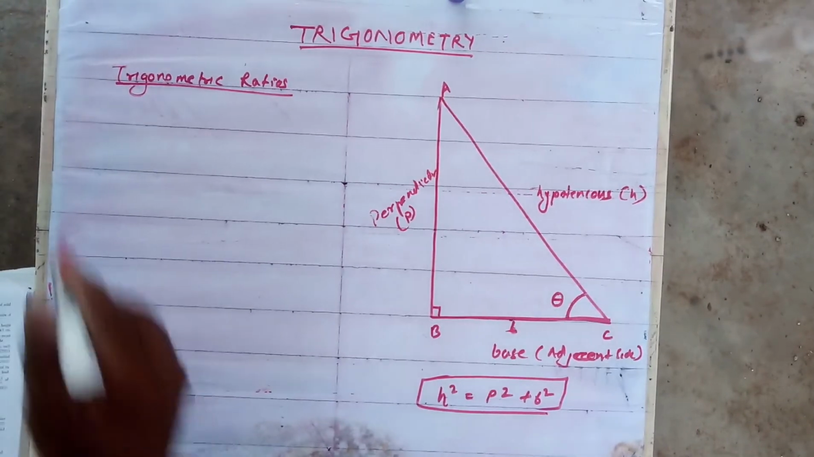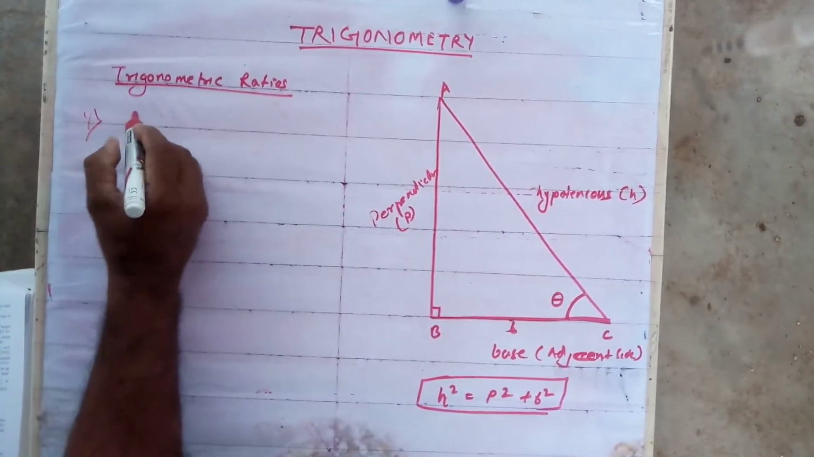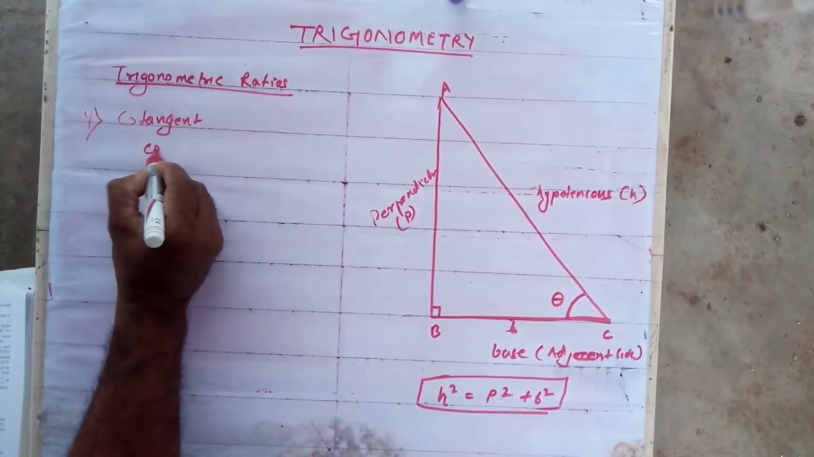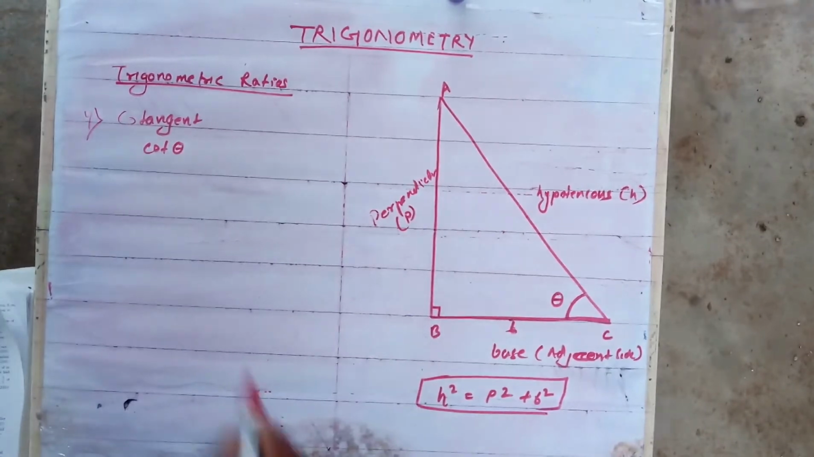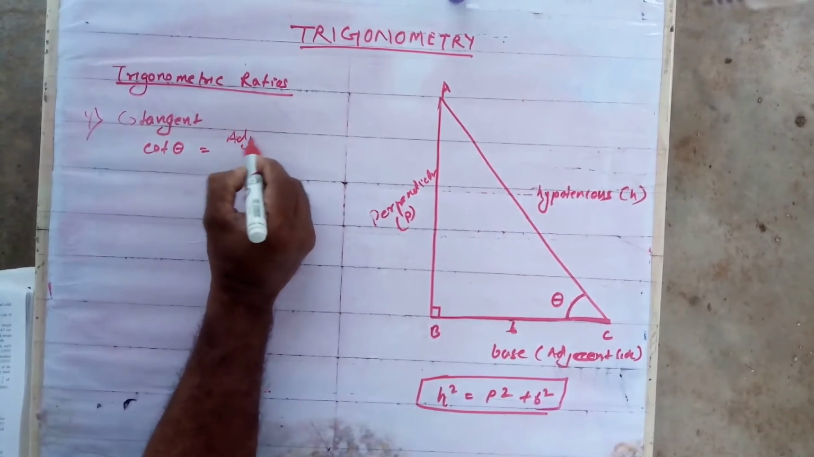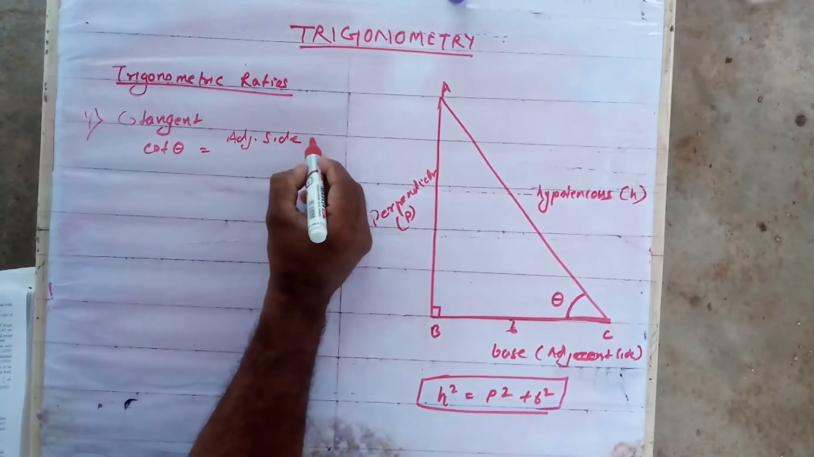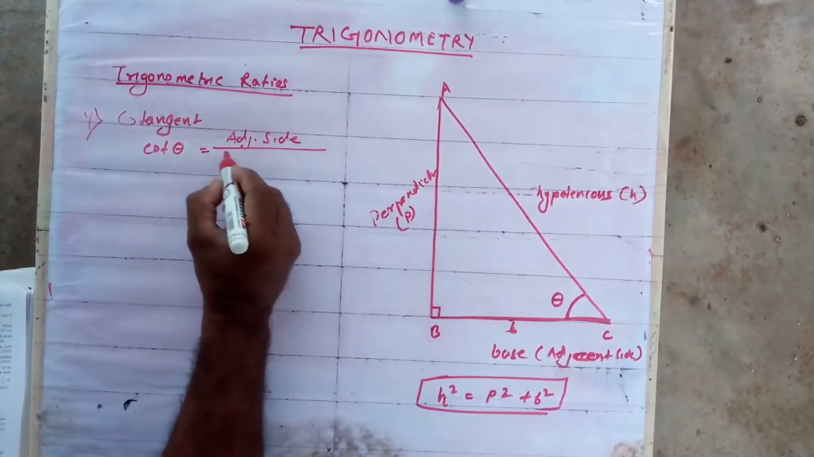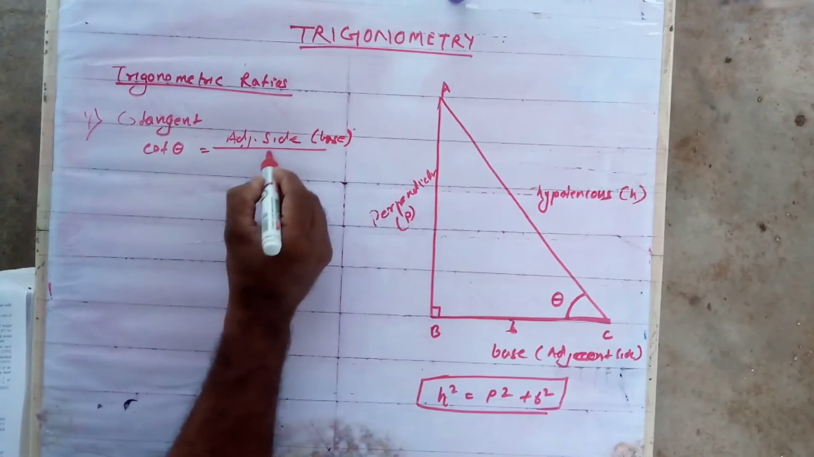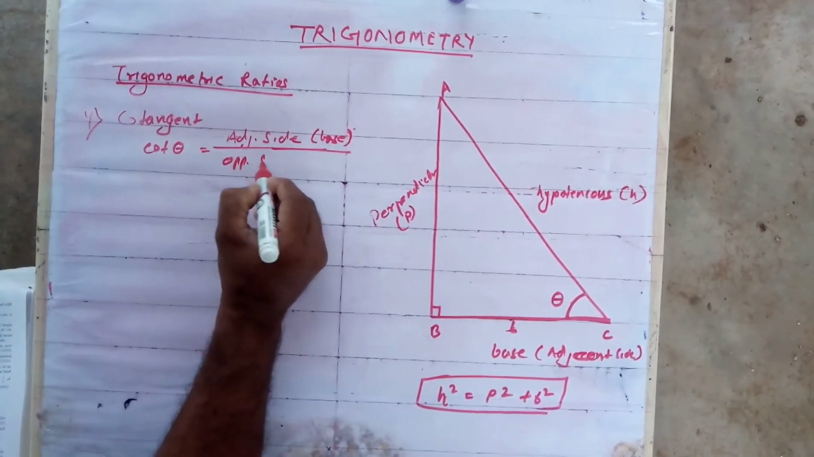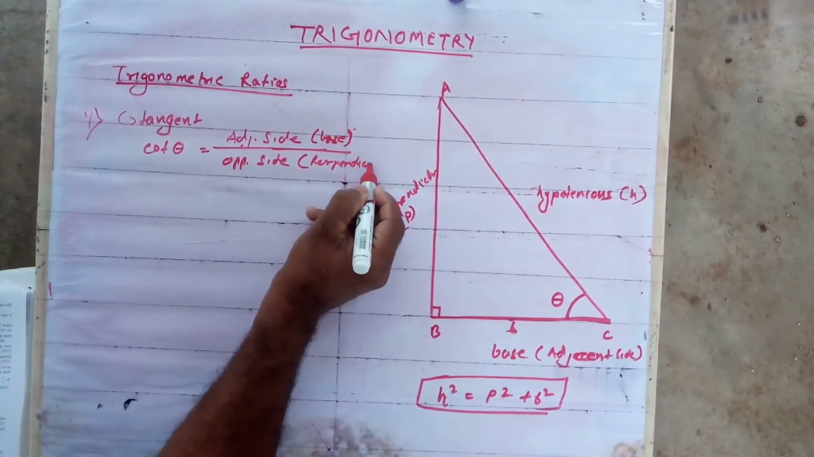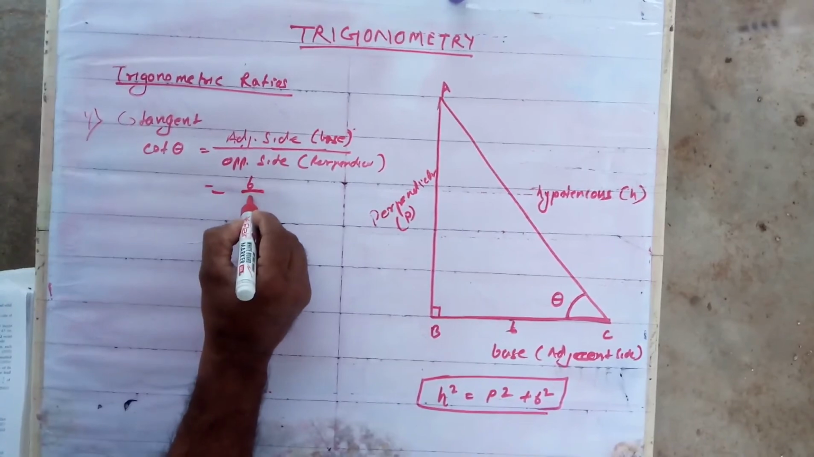The next three ratios: number 4 is cotangent, that is cot theta. That is the adjacent side or base by the opposite side or perpendicular. So that is B by P.